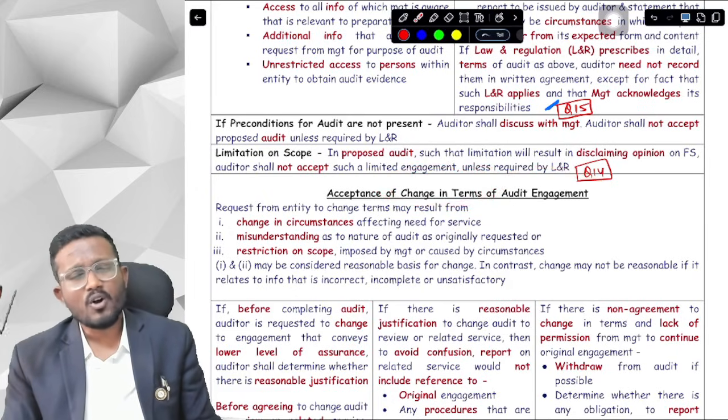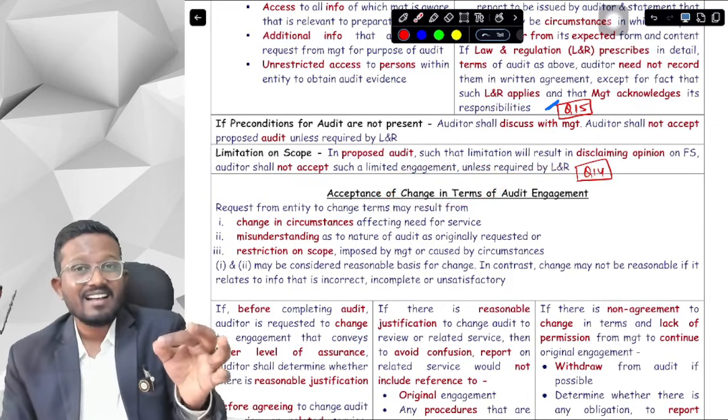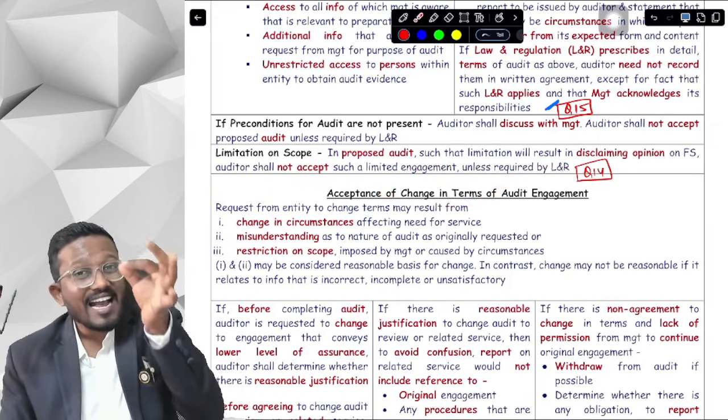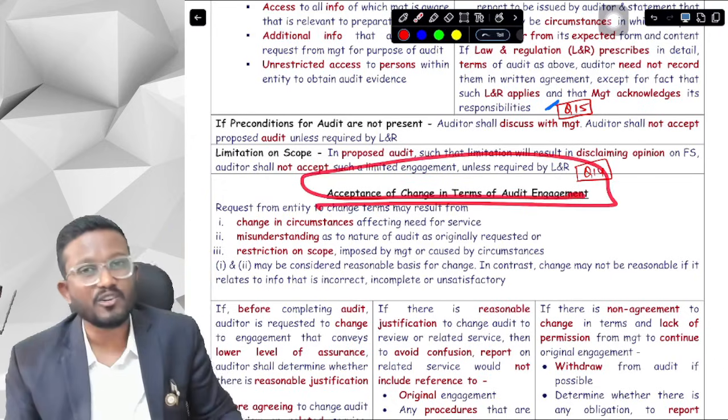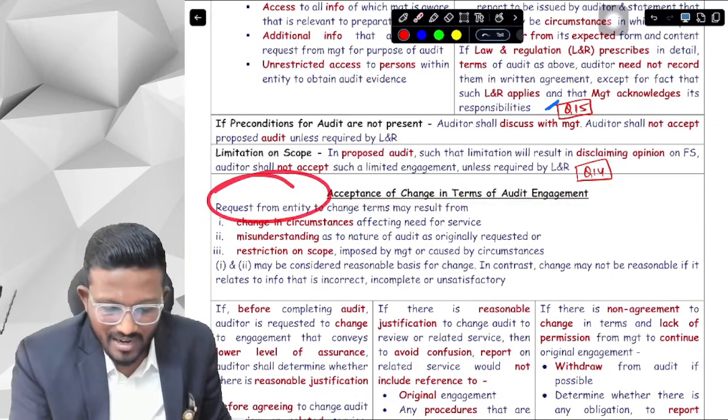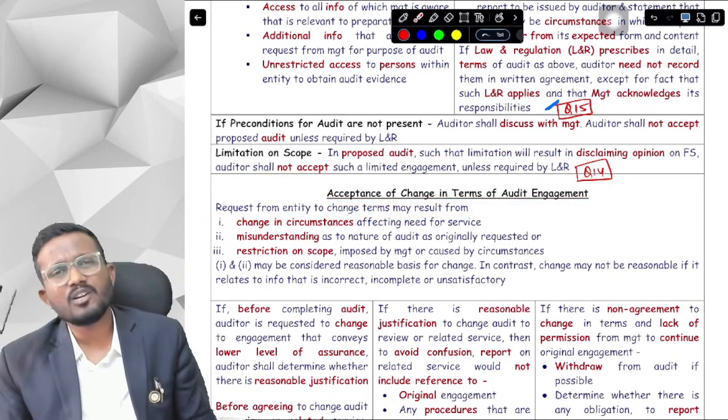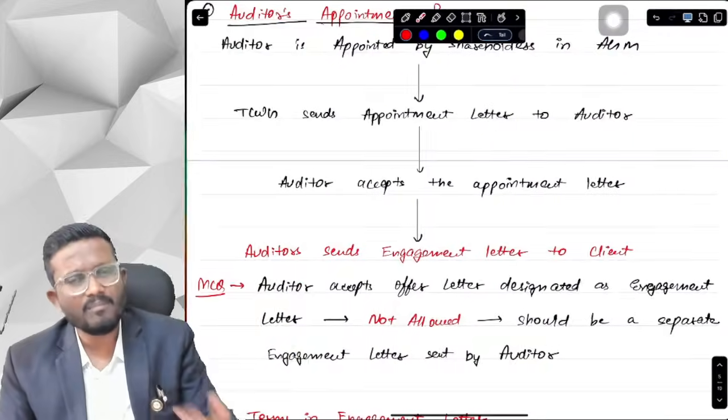Management says that now I want to change the terms of audit engagement. Then, as an auditor, should I accept that change in terms of engagement or not is the question over here, or is the topic over here. There may be a request from the entity to change the terms of engagement. Why is there a request from the entity to change the terms of engagement? It can be because of many reasons.